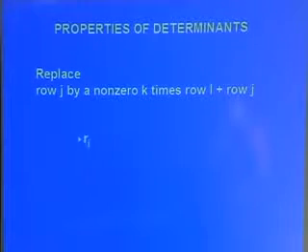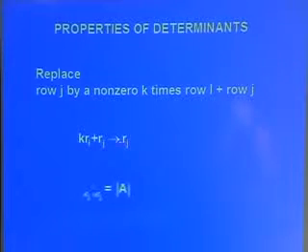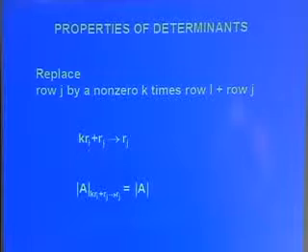The third elementary operation is when we replace row j by a non-zero k times row i plus row j. So, k Ri plus Rj will be replaced by Rj. That means the determinant of A after replacing this by Rj is equal to that of A. So, let me explain this with an example.